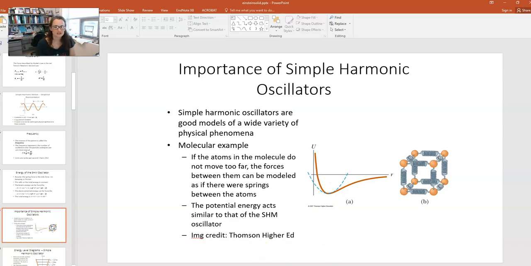So the potential energy acts similar to that of the simple harmonic oscillator, and this is why it's such an intuitive model. We've seen simple harmonic oscillators from almost day one in physics. And so it makes a nice model for people to understand what's going on with these bonds.